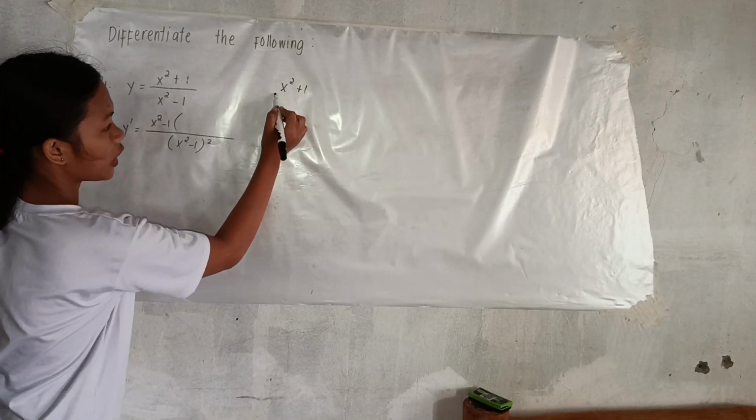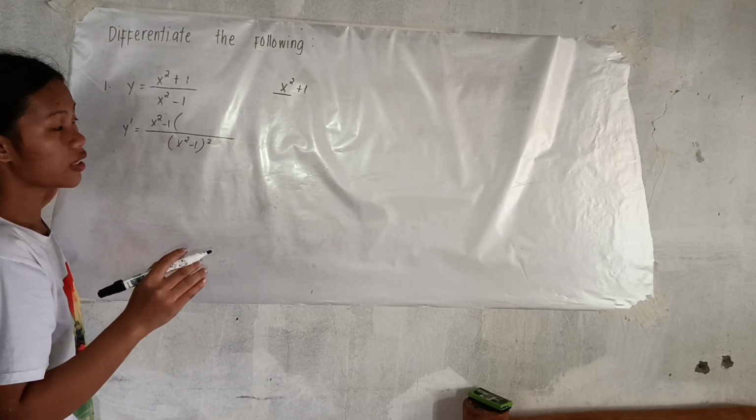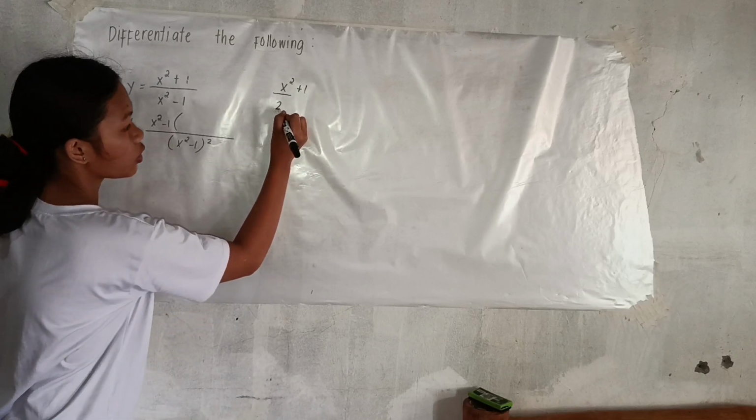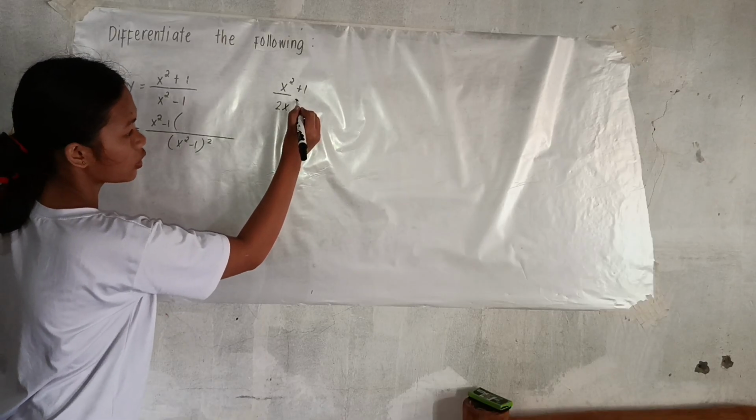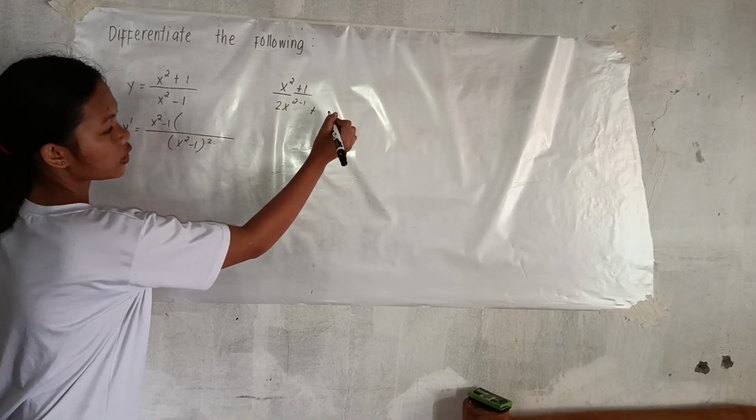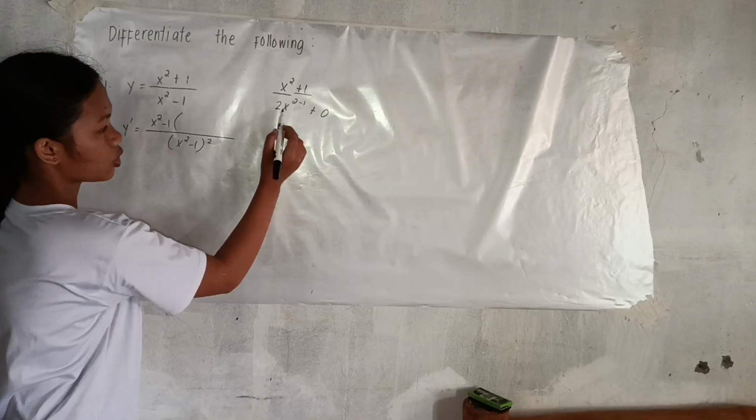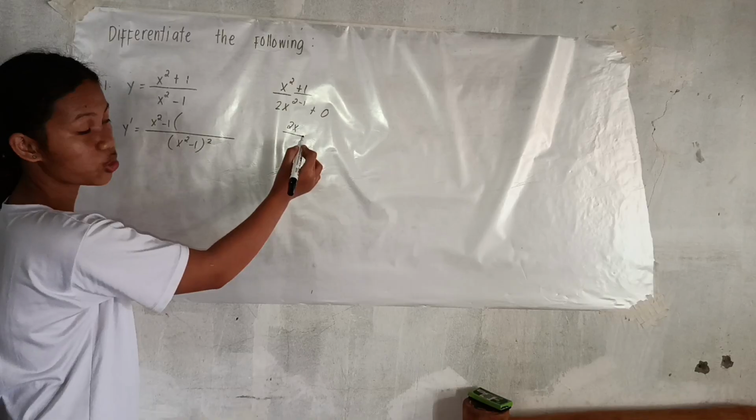So, here, kanina, first term, ma-apply na ang power rule. So, gi-state sa power rule na ang exponent mahimong coefficient. So, 2x to the 2 minus 1 plus the derivative of any constant is 0. So, simplifying, 2x. So, mao ni ang derivative sa numerator.